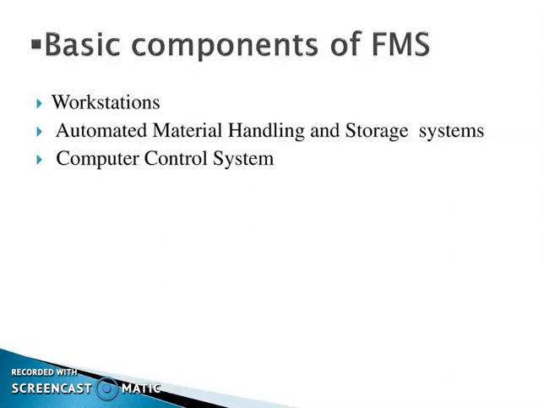The basic components of FMS. FMS generally has three components, that is workstation, automated material handling and storage system, and computer system. One more thing, that is people or manpower. So first we will discuss the workstation. The processing or assembly equipment used in FMS depends upon the type of work. The different types of workstation found in FMS are loading and unloading workstation, machining workstation, assembly workstation, other processing workstation and other workstation or equipment.